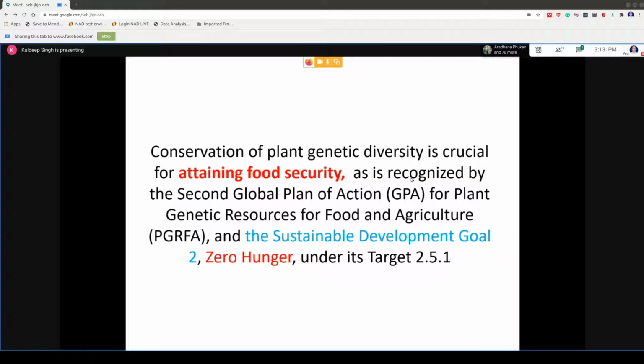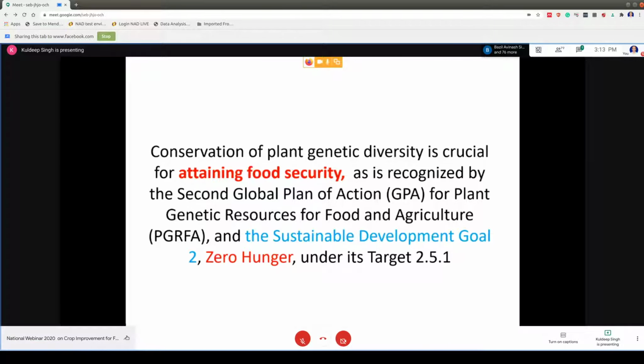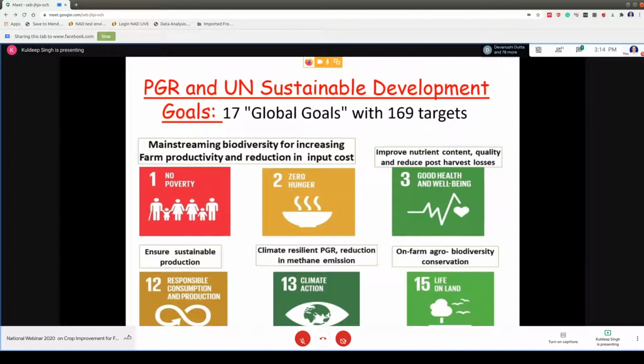In fact, the conservation of plant genetic resources, the conservation of genetic diversity, is crucial for attaining food security. And this is recognized in two very important global documents, the Second Global Plan of Action for Plant Genetic Resources for Food and Agriculture, and also the Sustainable Development Goals, especially SDG 2, which is zero hunger, where the role of plant genetic resources is very well defined. If we look at the Sustainable Development Goals, of the 17 goals, which have almost 169 targets, six of these are directly related to plant genetic resources.